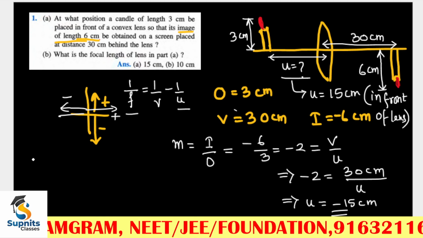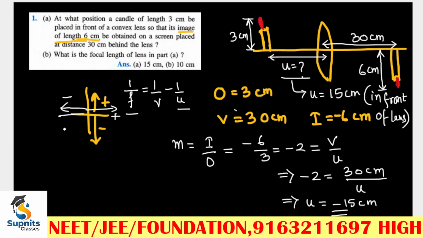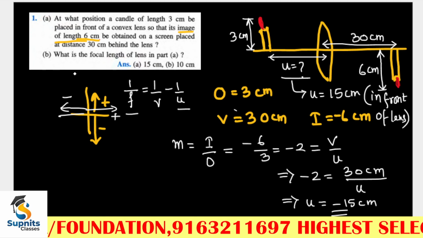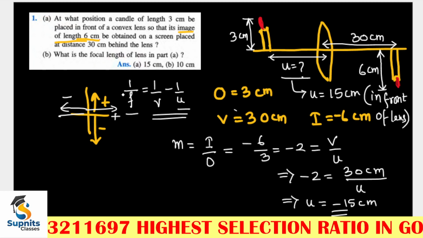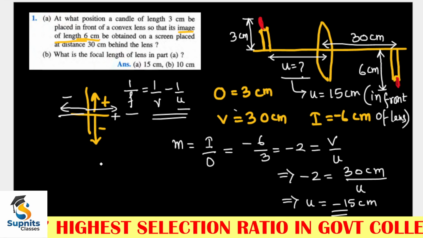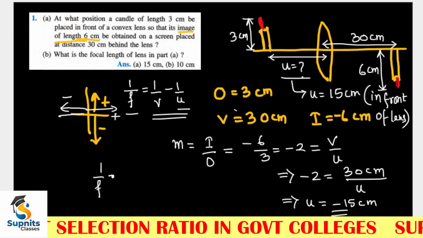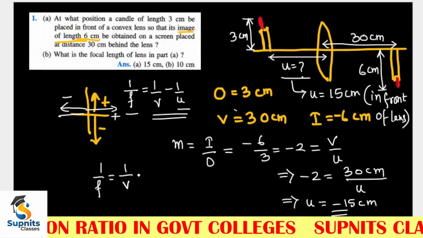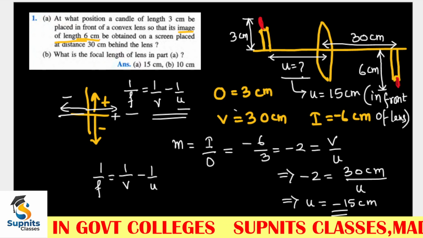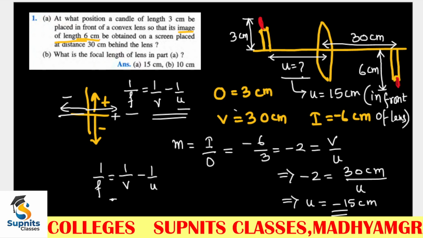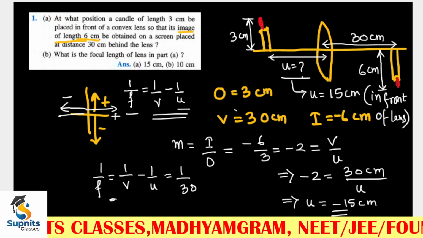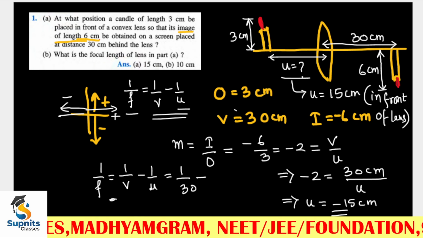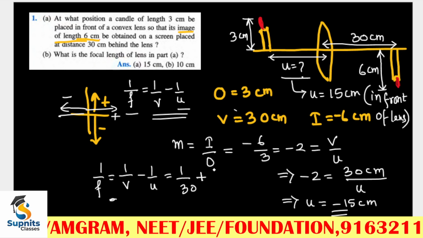Next part of the problem, it is mentioned what is the focal length of the lens. So now you know u, so you can easily find out the focal length. So what formula will you use? You will use 1 by f is equal to 1 by v minus 1 by u. Simple formula. You know what is 1 by v now? 1 by 30. And you know what is 1 by u? It is minus 15, minus minus will be plus 1 by 15.